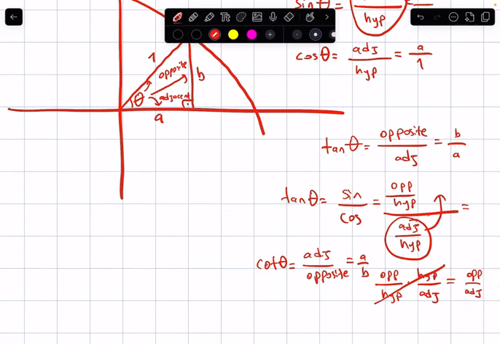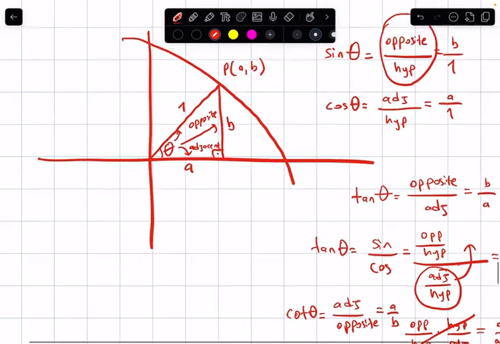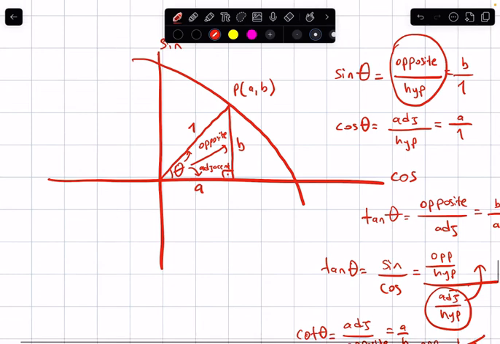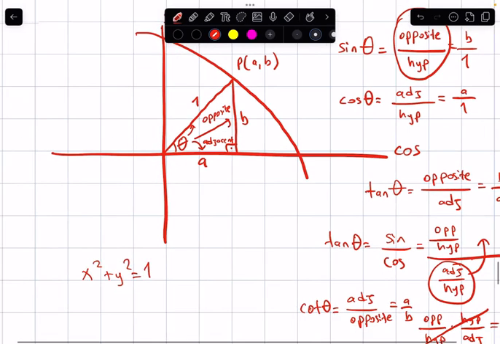Now I'm going to show you something else. I told you this was cosine, right? And this was sine. There is a rule, and you also remember the Pythagorean theorem. So cosine is representing x. Cosine squared theta plus sine squared theta is equal to 1. That's it. And we have also done that part.